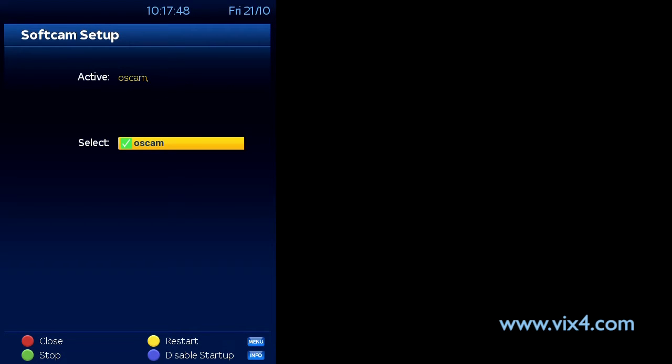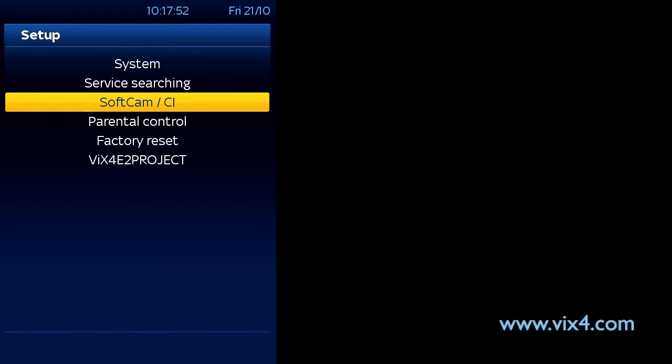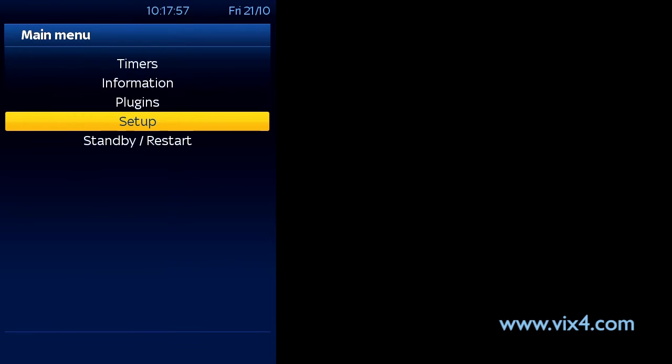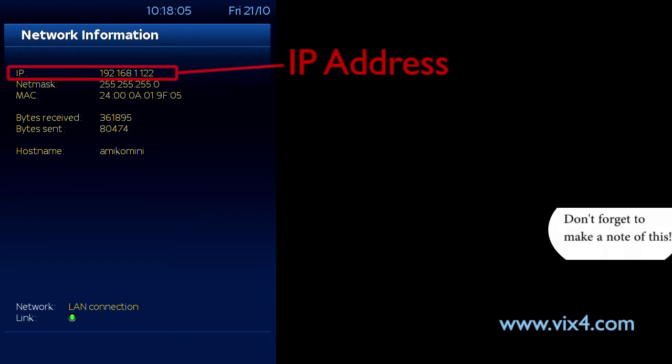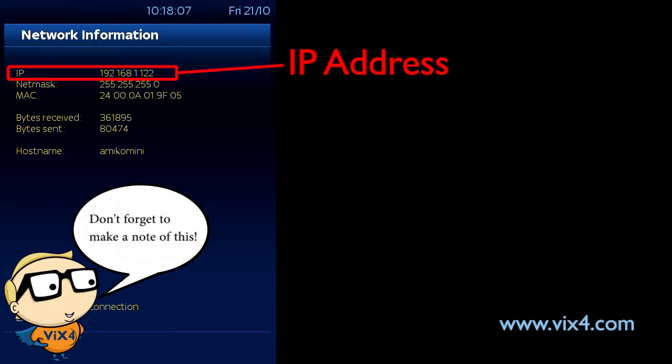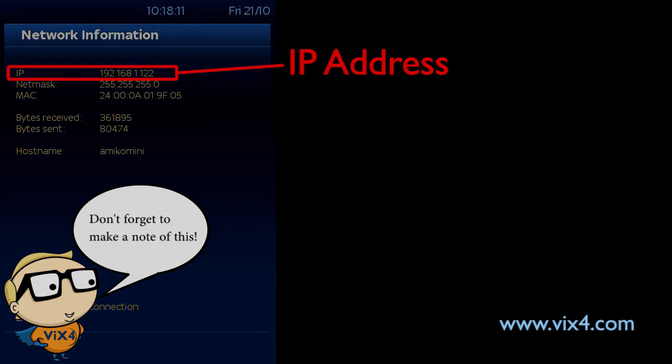We are now going to look at the web interface. The first thing you will need to do is find the local IP address of your receiver. We will need to go to Menu, go to Information, Network, and here you will be able to see the IP displayed at the top of the screen. So you will need to make a note of this. Your IP will vary depending on your home network.